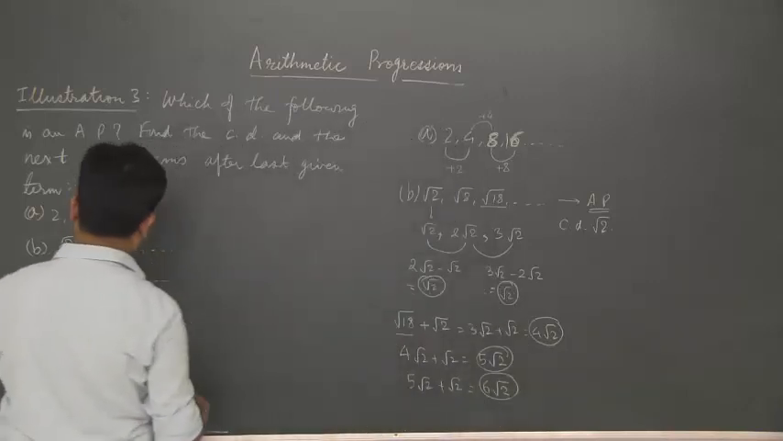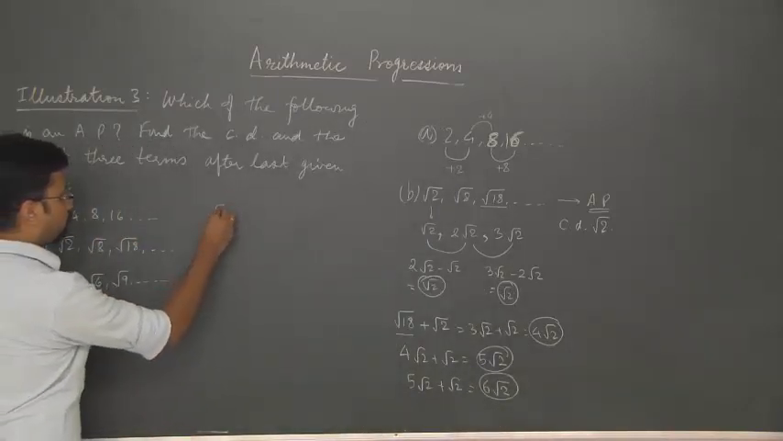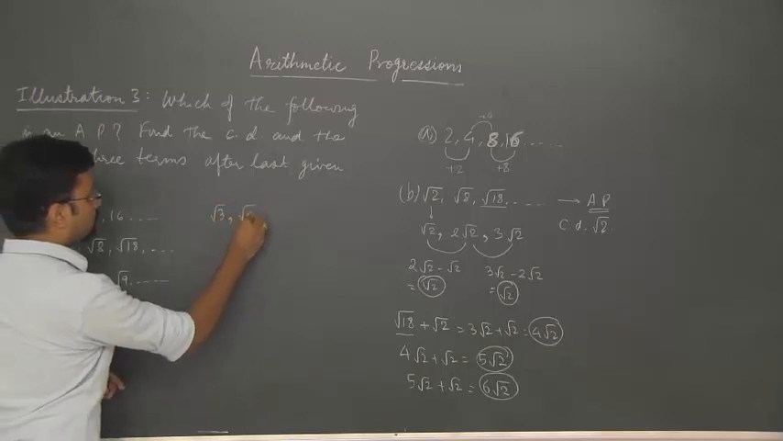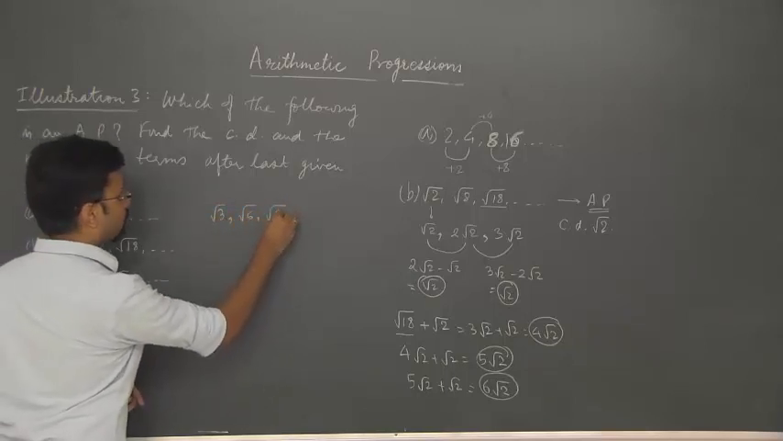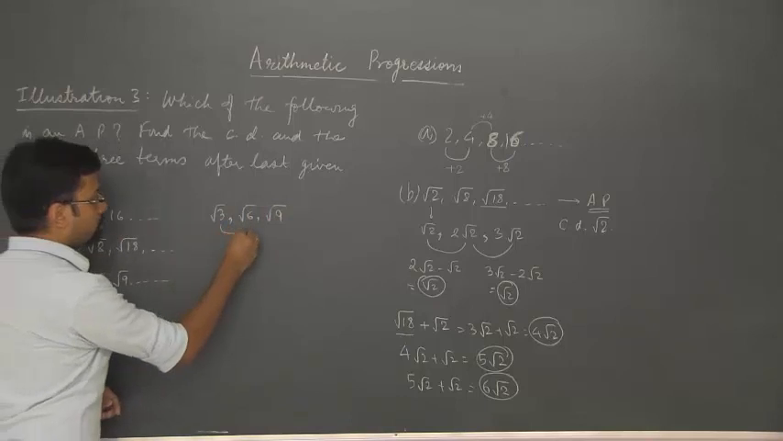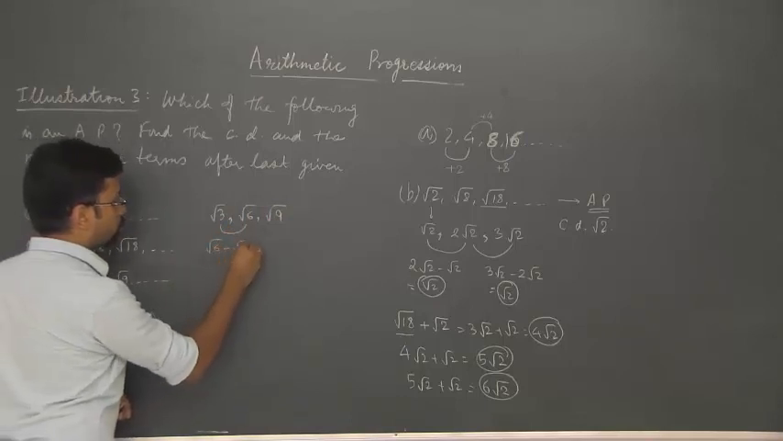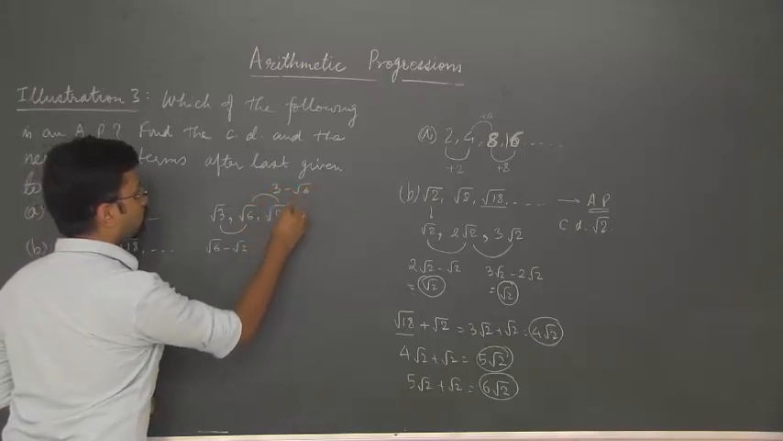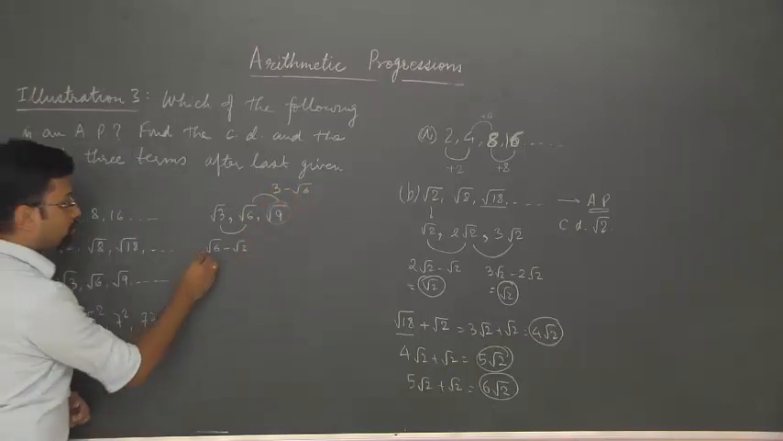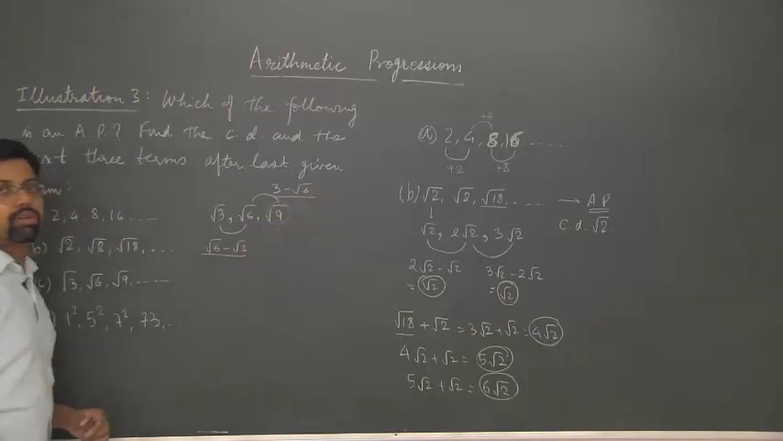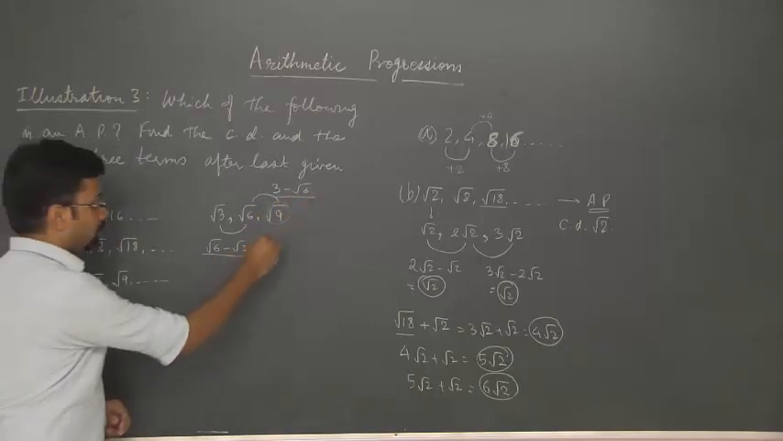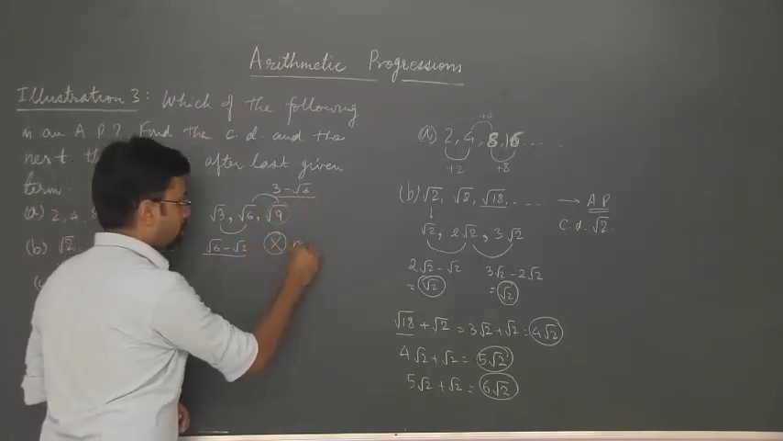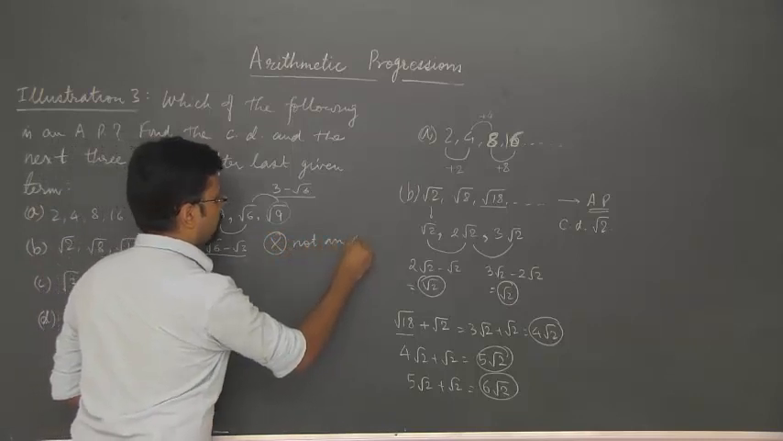Now we observe the third one. The third one is what? Root 3, root 6, root 9. The difference here would be root 6 minus root 3. The difference here would be 3 minus root 6. Root 9 is 3. The difference is not constant. So this again is not an AP.